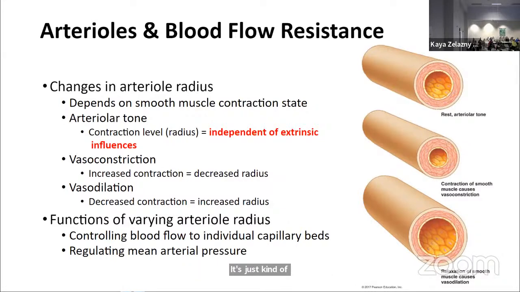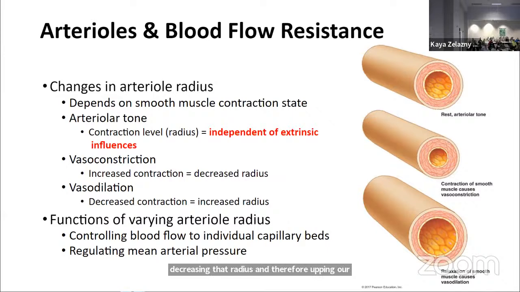Since we're at this intermediate tone, we are able to either dilate and expand or contract and constrict. So it's important that we're not at our maximum or our minimum. Vasoconstriction, constricting, squeezing like a boa constrictor, constricts the radius, makes it smaller, decreasing that radius, and therefore upping our resistance.